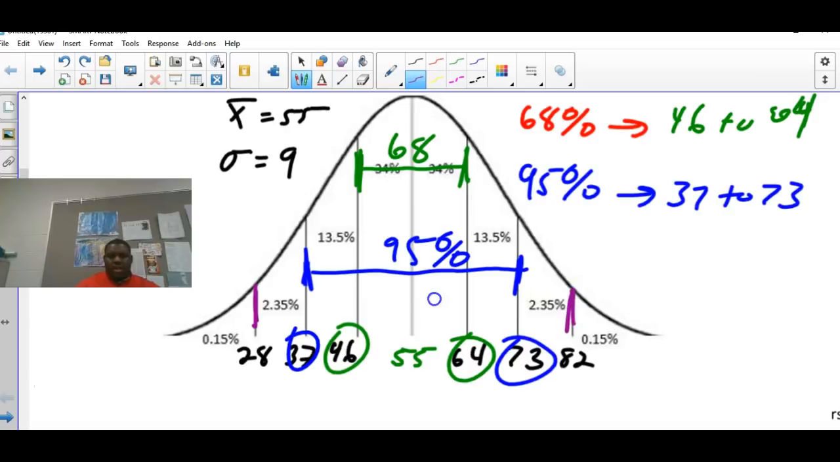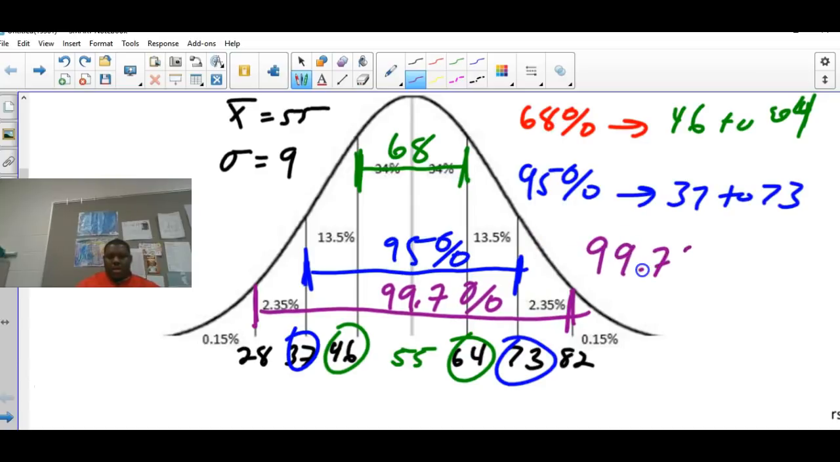And then 99.7% is 3 standard deviations from the mean. 1, 2, 3, 1, 2, 3. 99.7%. And that is going to be, what do we get right there? 28 to 82.